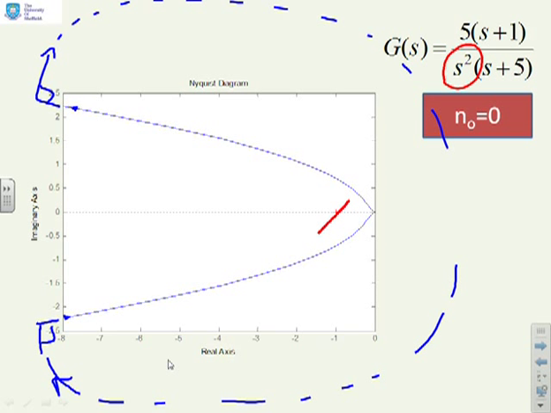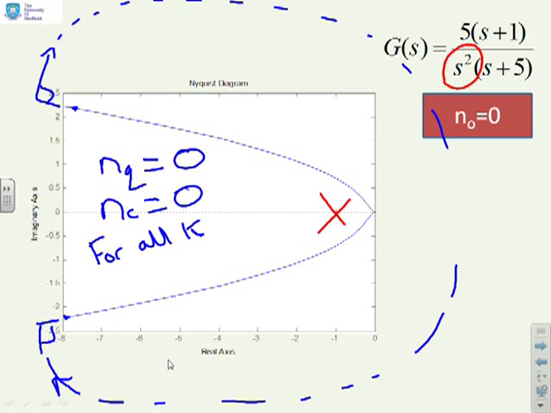So how many encirclements have we got now? Well, again, it should be obvious. The minus one point is outside. So NQ equals 0. And that tells me NC equals 0. And moreover, this is for all K greater than 0. Again, you can see there's no intercept on the negative real axis.